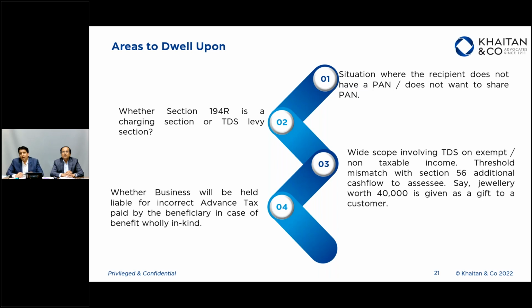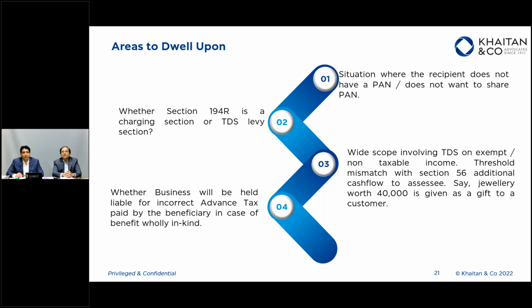So where I get a jewelry worth 40,000 from one of my clients, under 56 it's exempt, but he will have to deduct tax of 4,000 and deposit it, and it'll then be on me to explain the same when I'm filing my return of income, and specifically state that there is some TDS that I'm claiming but not offering as income against that. Similarly, whether business will be held liable for incorrect advance taxes. This is also a very interesting point.